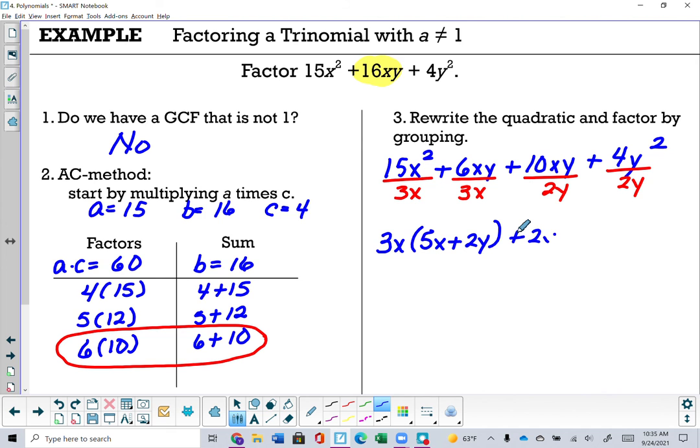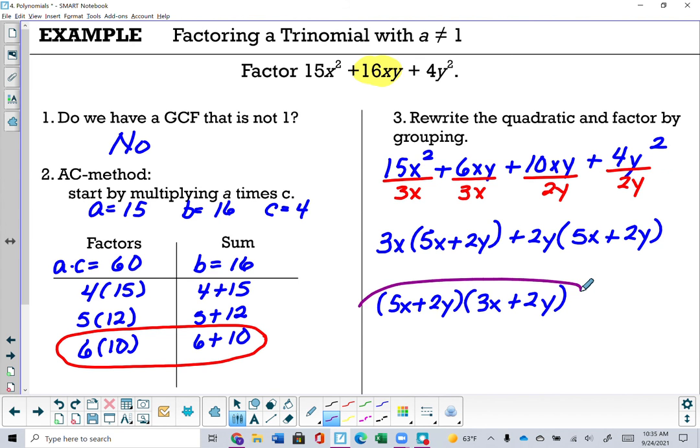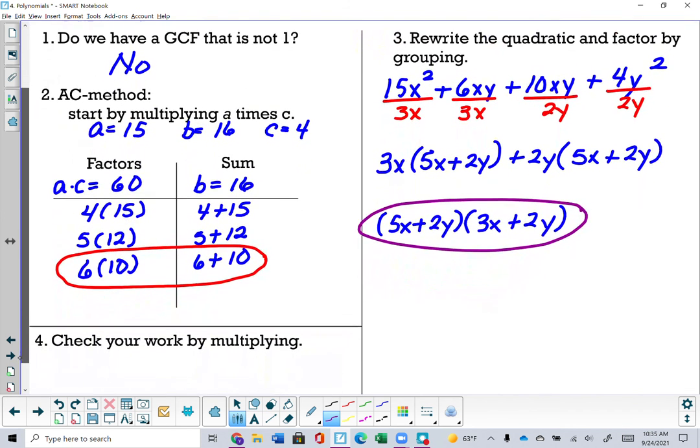And what does that give me? It gives me 5x plus 2y. Factor again. Factor out the 5x plus 2y. And our second factor is 3x plus 2y. Done. But is it right?